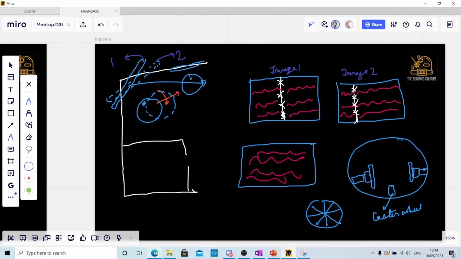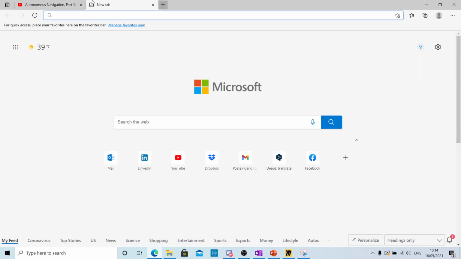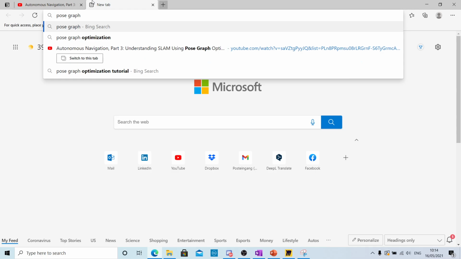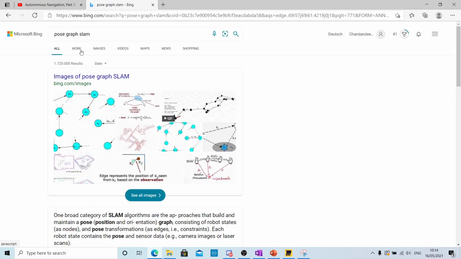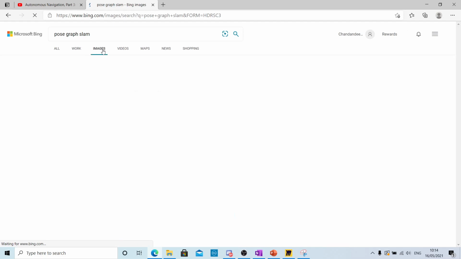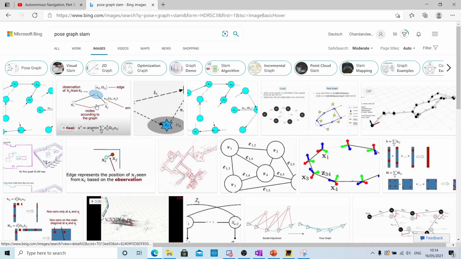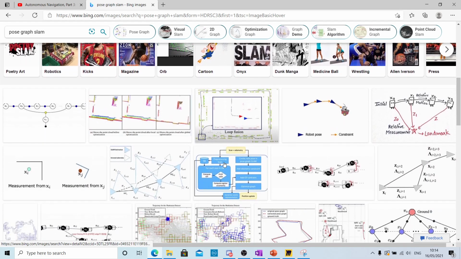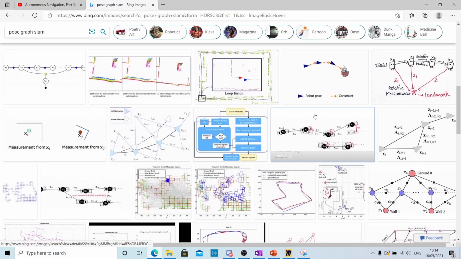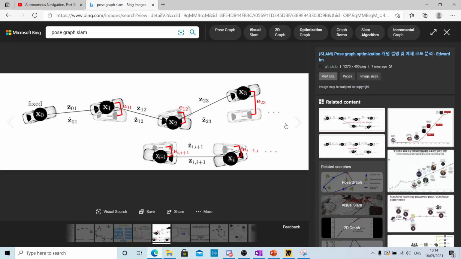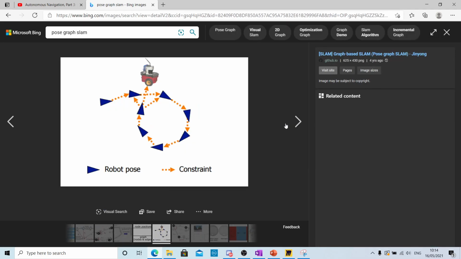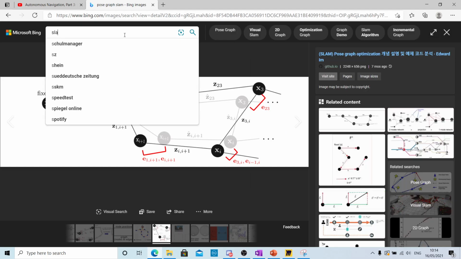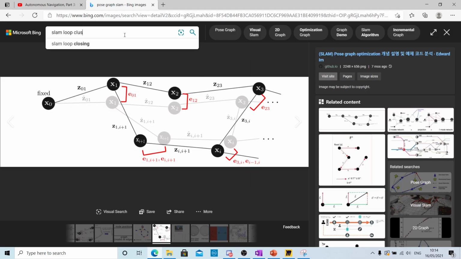I think there can be a better image in Google. Pose graph SLAM. This maybe, no. Okay, SLAM loop closure. I think this might give.